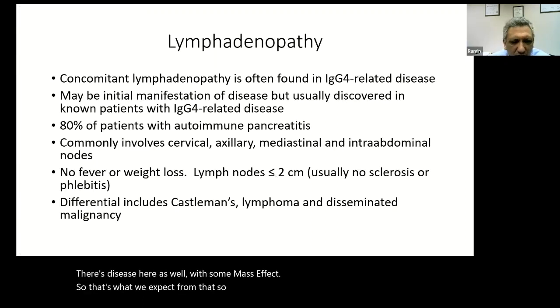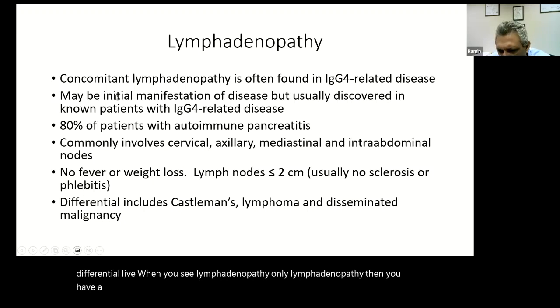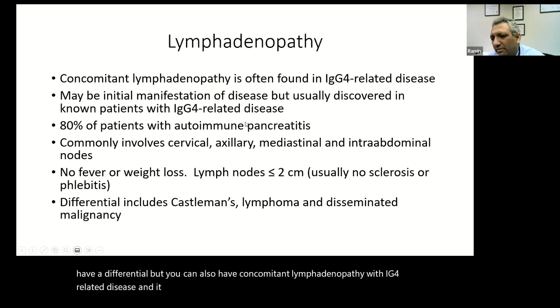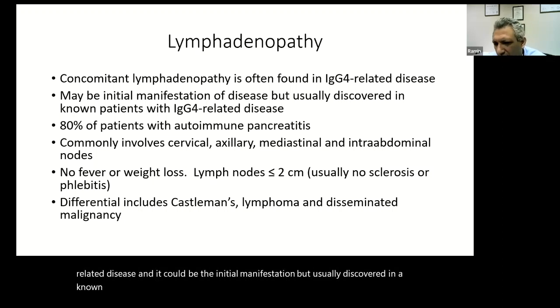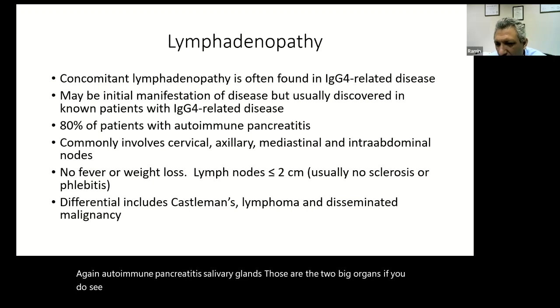So now we go to some differential. When you see lymphadenopathy, only lymphadenopathy, then you have a differential. But you can also have concomitant lymphadenopathy with IgG4 related disease. And it could be the initial manifestation, but it's usually discovered in a known patient with IgG4 related disease. So again, autoimmune pancreatitis and salivary glands, those are the two big organs. If you do see involvement there, it should be high suspicion.